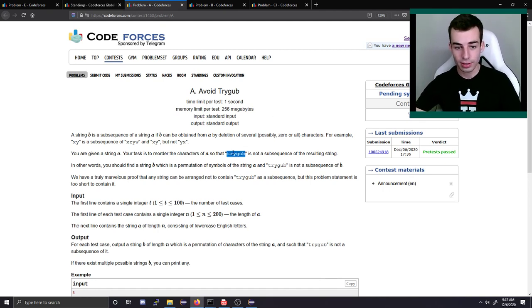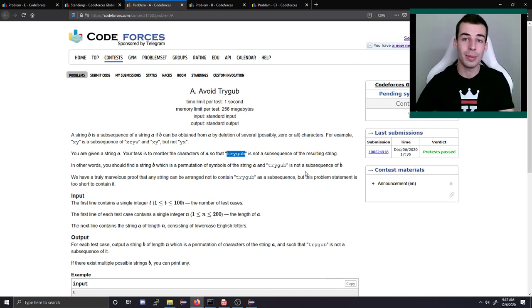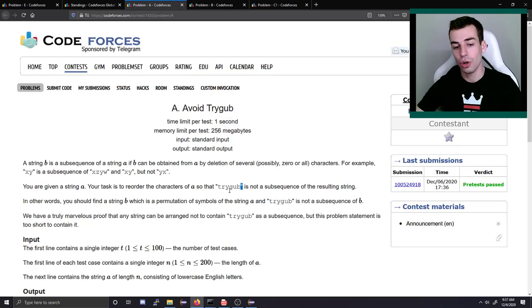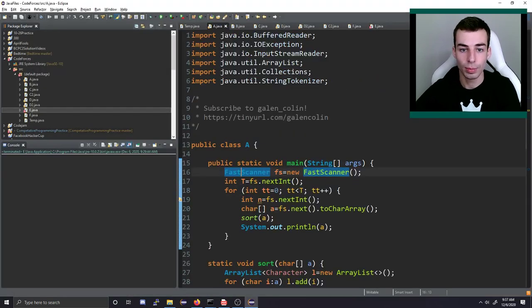Now, there are a bunch of ways to do this. One thing might be you can just take all of the R's and put them in the beginning, for instance. For me, I thought it was easiest to just sort the string. So if you have some array, you can just sort whatever that array is. And if the letters are sorted, you'll never have a Y followed by a G, because Y comes after G in the alphabet. So you'll never be able to make this trigub. That was my observation for problem A.